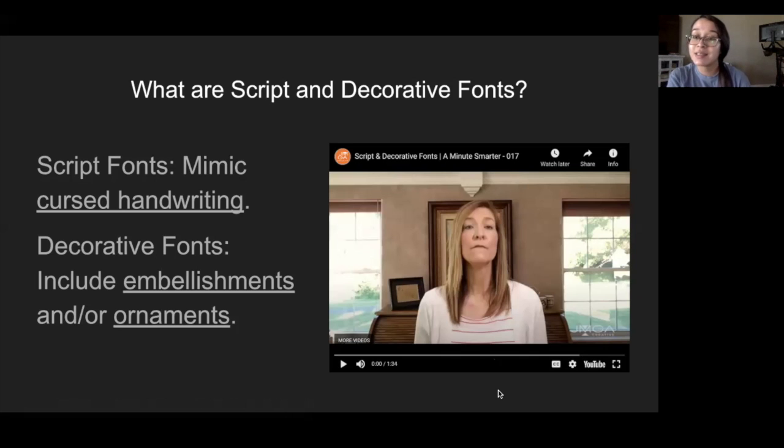Now that we've discussed slab and sans serif, let's discuss script and decorative fonts. So to begin, script fonts mimic cursive handwriting, and decorative fonts include embellishments and/or ornaments. The incorporation of script and decorative fonts can either make or break your work.